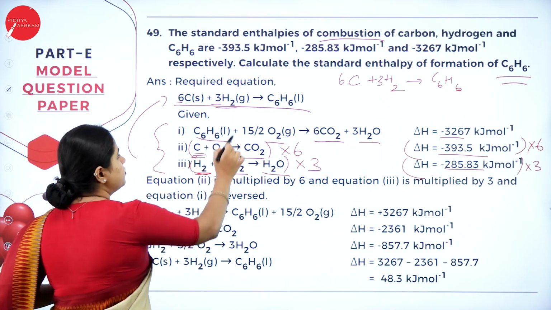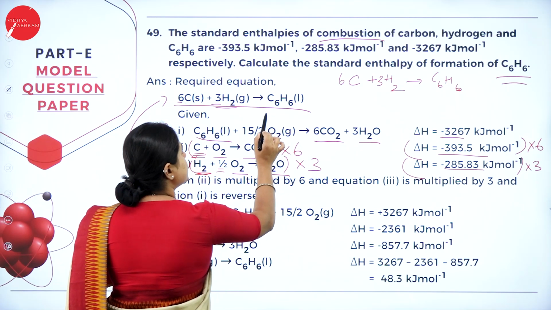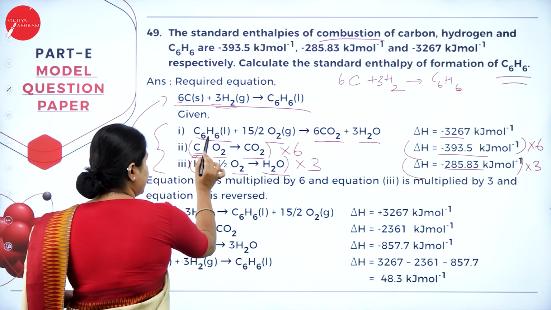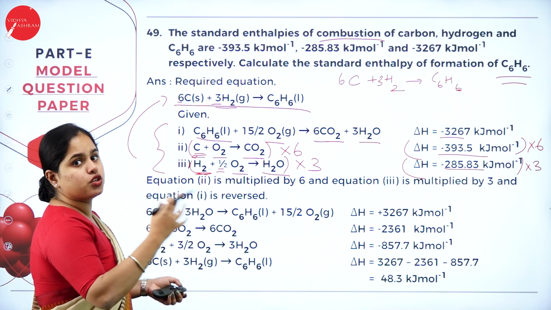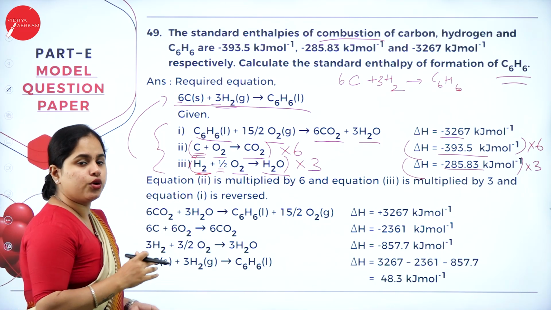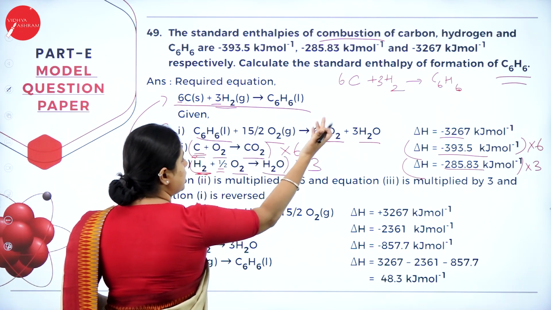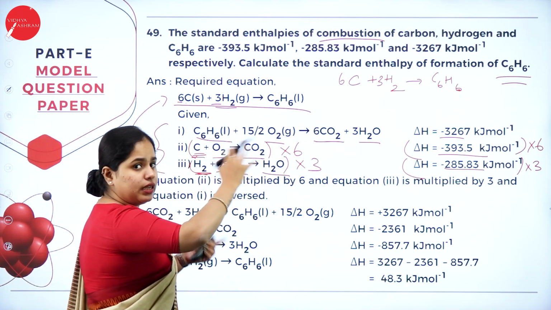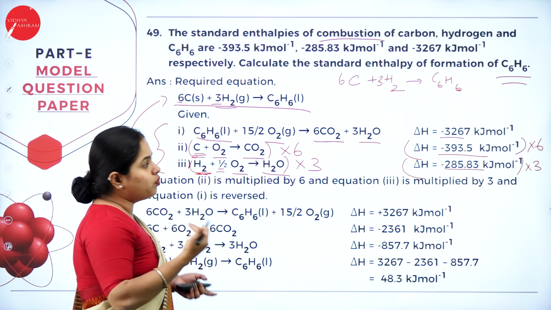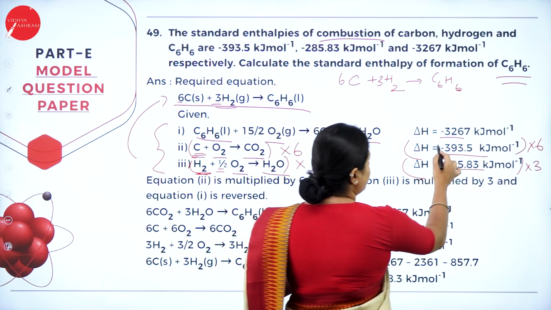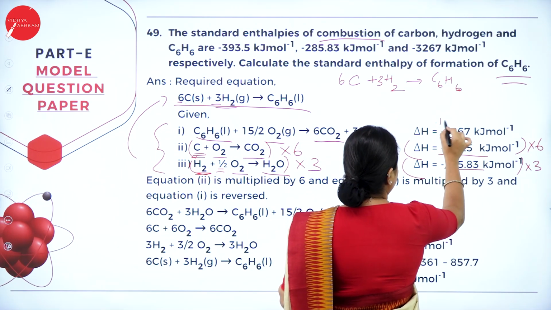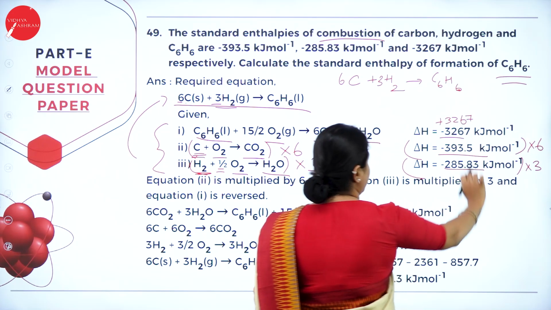Now the last one, here on the required equation, benzene is on the product side. But here in the given equation, benzene is on the reactant side. So what you have to do? You have to reverse the equation. So this will become the product and that will become the reactant. If you reverse the equation, what will happen to the enthalpy? Here you have minus 3267, it will become plus 3267. I hope it is clear.